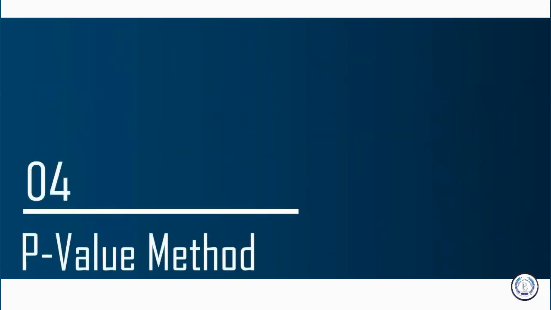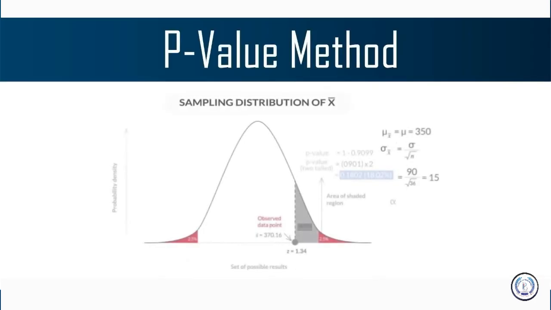Apart from the critical value method, there are other methods as well for rejecting or failing to reject the null hypothesis. We will look at one of these methods, which is the p-value method. We will now find the p-value for the same AC sales example. You can see the p-value is the shaded region, the gray area. For the sample mean of 370.16, the p-value is for values greater than 370.16. So we need to find the p-value for the Z score 1.34.